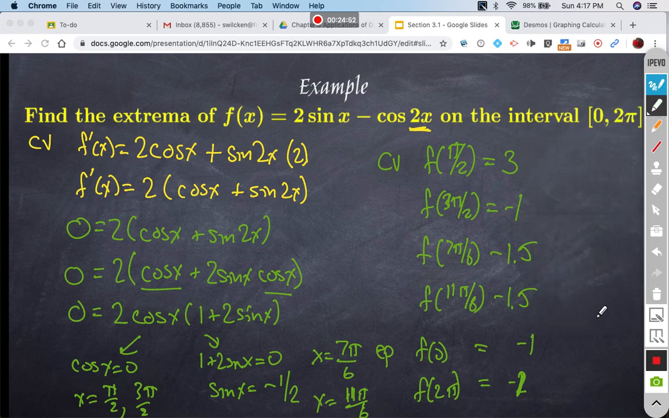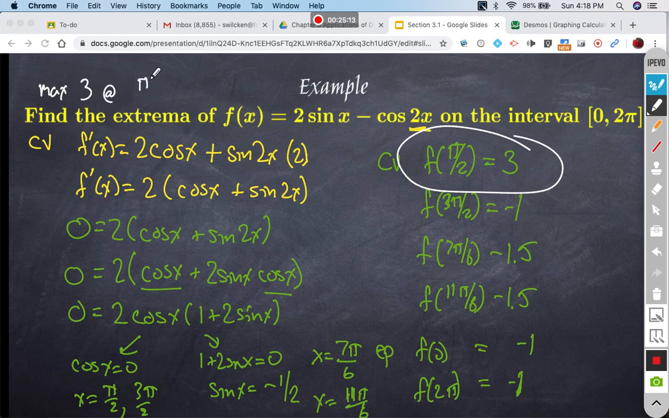So, my extreme values. Let's clean that up because that's confusing. Make that look like a 1. Okay. My maximum here is at 3. So I have a max of 3 at pi over 2.